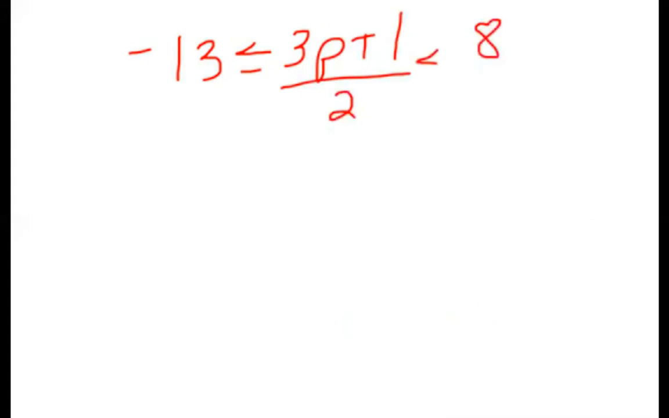And this one has a fraction, so we got to get rid of the fraction. So we're going to start off by multiplying everything by 2. Every single term gets multiplied by 2. So we're going to multiply the negative 13 by 2. We're going to multiply 8 times 2. And we're going to multiply the middle by 2. So make sure you multiply everything by 2 to eliminate the fractions, okay?